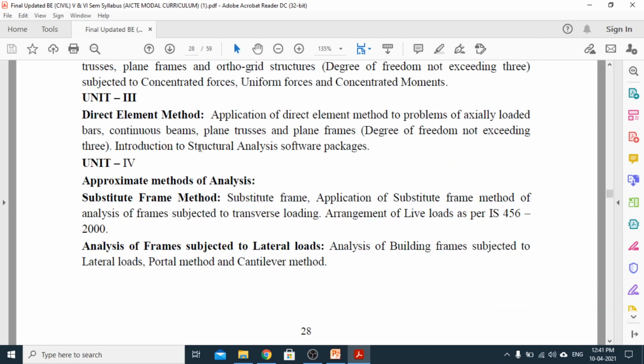Then we have introduction to finite element method. Along with that, in direct element method, we have structural analysis software packages. As we all know, what are the software packages available in the market for the analysis of structures? The basic software is STAAD Pro, isn't it? STAAD Pro is majorly used everywhere nowadays. We are using ETABS also, then we have SAP also. Multiple software packages are coming up with easy user interfaces. These are the software we will be studying, just an introduction to them. We will not be using them hands-on, I'll just give you an introduction to all these software packages.